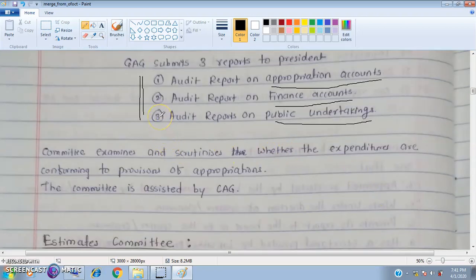Now what is the nature of work of this committee? This committee examines and scrutinizes whether the expenditure is as per the provisions or not. And the committee is assisted by the CAG, Comptroller and Auditor General. Obviously, as it examines the report of CAG, it has to take assistance of CAG. It is not an inquiry committee on the CAG report.